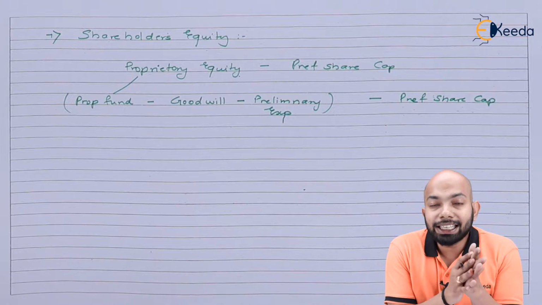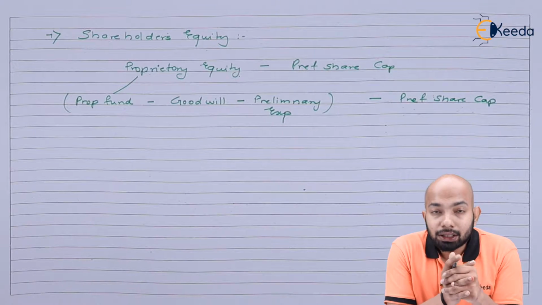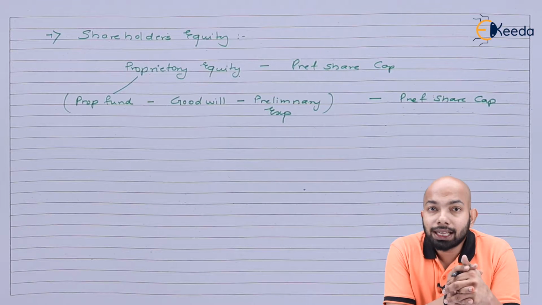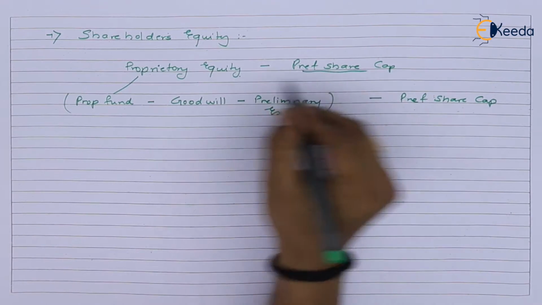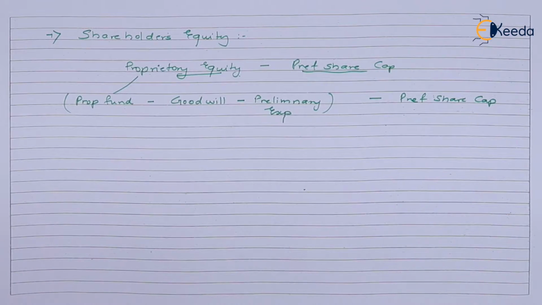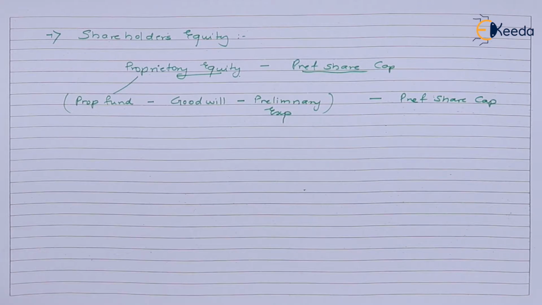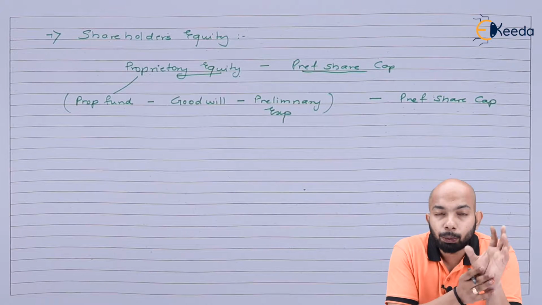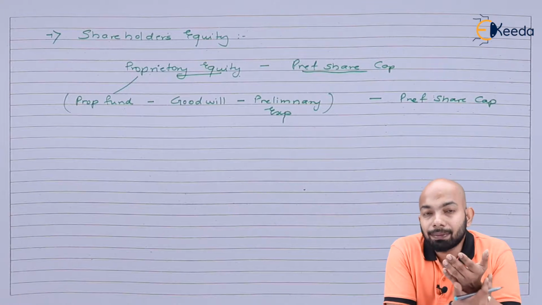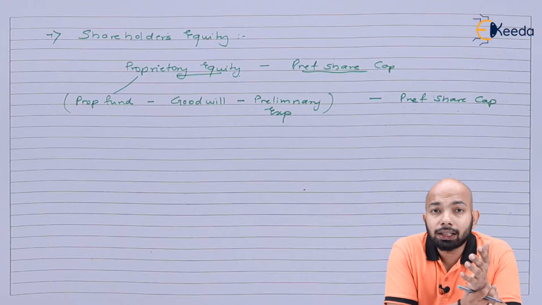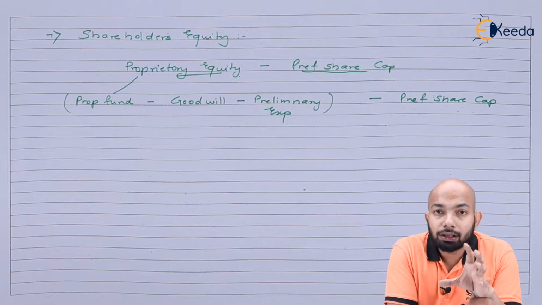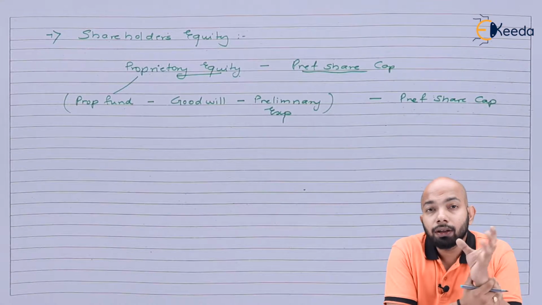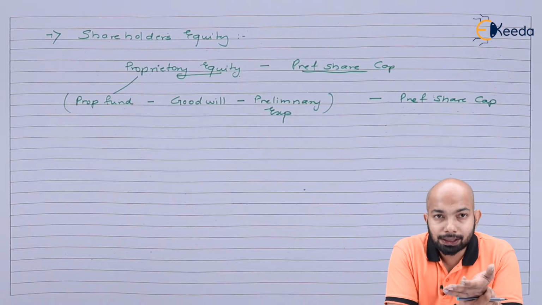So the next item that we're dealing with is shareholders equity. This formula is proprietors fund minus preference share capital, and that will only include equity capital. Now, when it comes to proprietors equity, out of the proprietor fund you have to subtract the total amount, or rather this will be the net proprietor fund that we have to find out. So the net proprietor fund here is proprietor fund minus goodwill minus preliminary expenses.